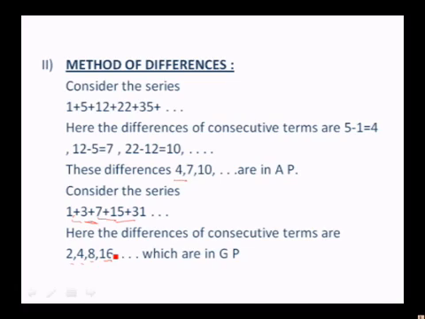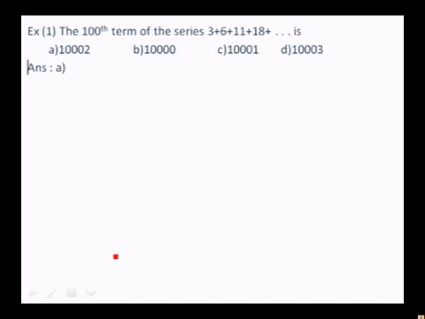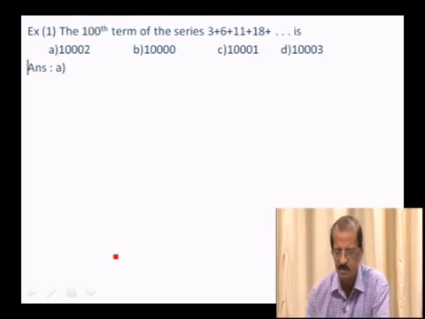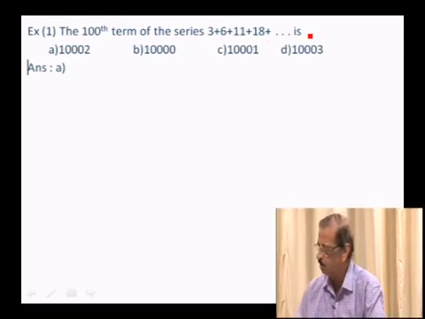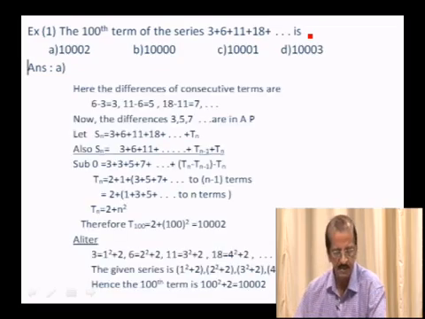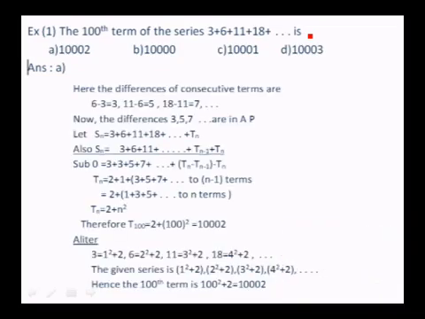ಸೊ ಈ ಥರದ್ರ ಮೇಲೆ ಪ್ರಾಬ್ಲಮ್ಸ್ ಬಂದಾಗ ಹೇಗೆ ಮಾಡಬೇಕು, the 100th term of the series 3, 6, 11, 18 etc. is ಅಂತ ಕೇಳಿದ್ದಾನೆ. ಸೊ ನಾನು ಈ 100 ಟರ್ಮಿಗೆ ಏನು ಮಾಡ್ತೀನಿ, first I take the differences: 6 minus 3 is 3, 11 minus 6 is 5, 18 minus 11 is equal to 7. So these are in AP.